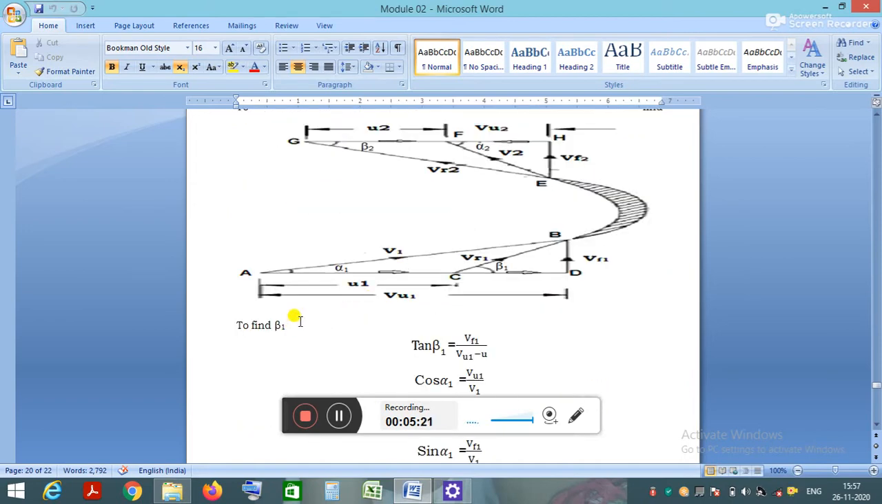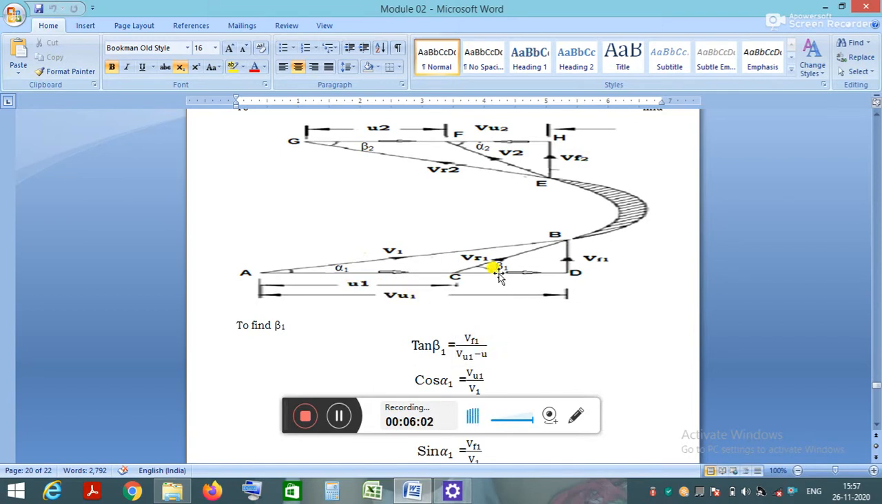First we need to find the blade angles at the inlet. From the velocity triangles we can see beta 1. To find beta 1 we have the equation from trigonometry. Tan beta 1 equals Vf1 divided by this side CD. CD is given by u1 minus Vu1. But for axial flow turbines u1 equals u2, therefore we consider it as u only. Therefore tan beta 1 is given by Vf1 divided by Vu1 minus u.